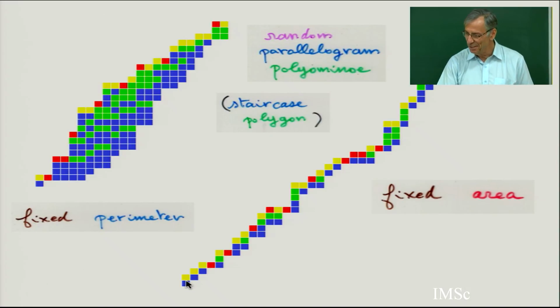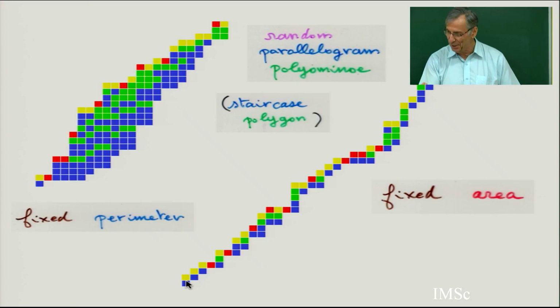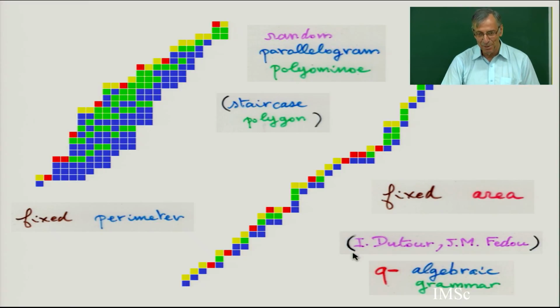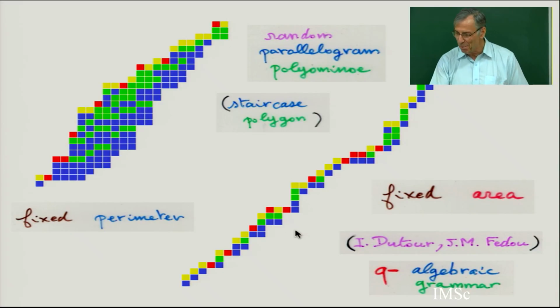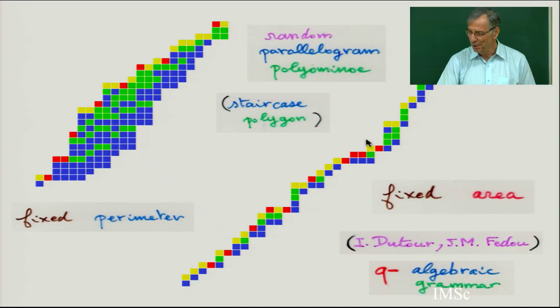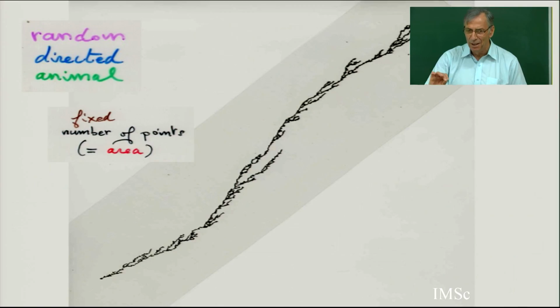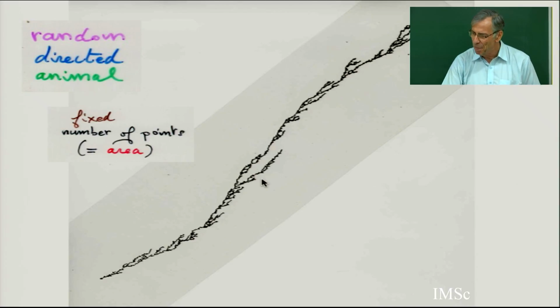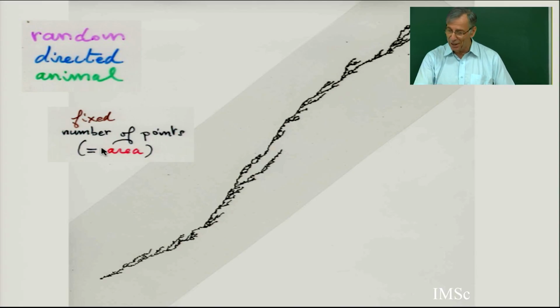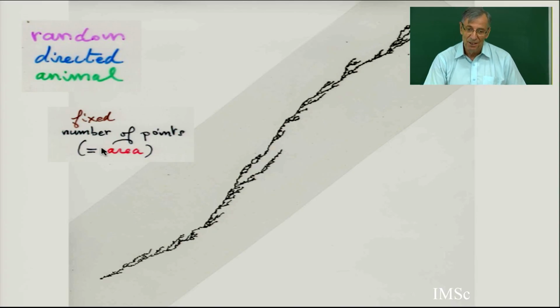It's surprising. This is a random staircase polygon with a given area, and this has been done by Isabelle Dutzeau and Fedou in Bordeaux. So they apply some q-analog of algebraic grammar. So it's a little more complicated to get, but you see this picture. And this, this very thin, reminds you of the picture of a random animal. And the random animal, in fact, it was with a fixed number of points. We were counting, as a polynomial, by the area of the animal.